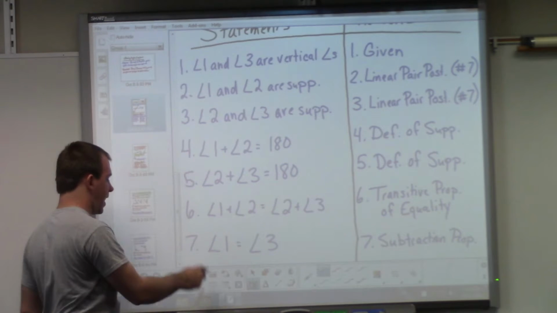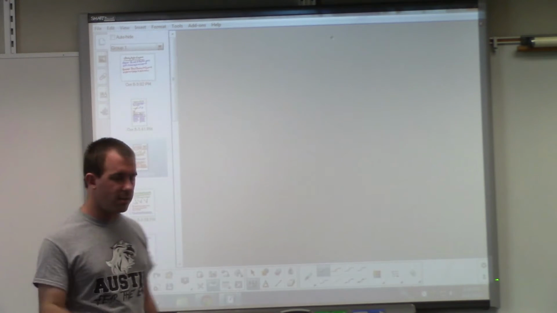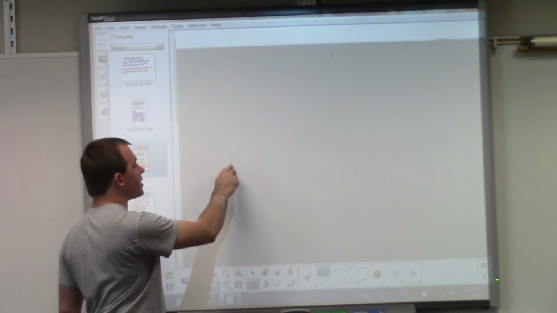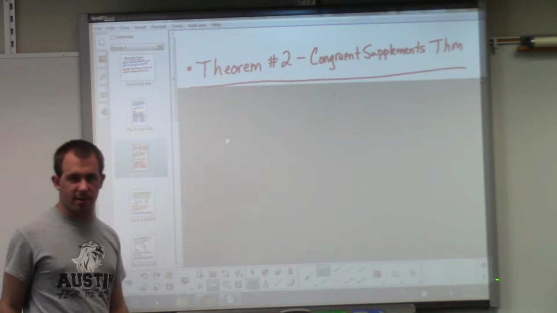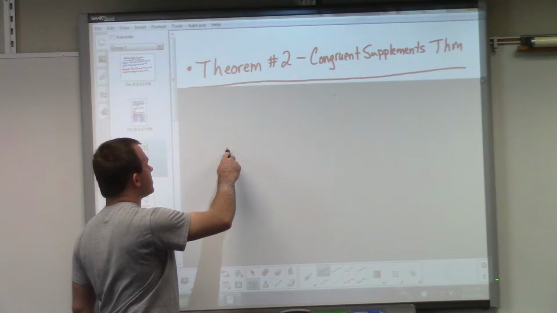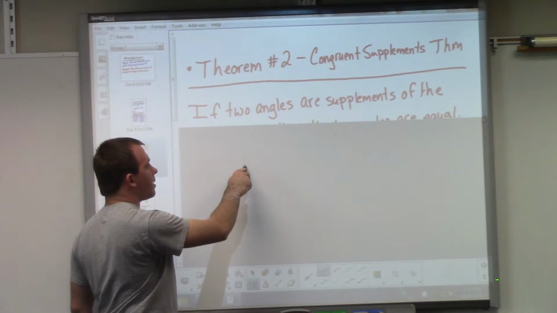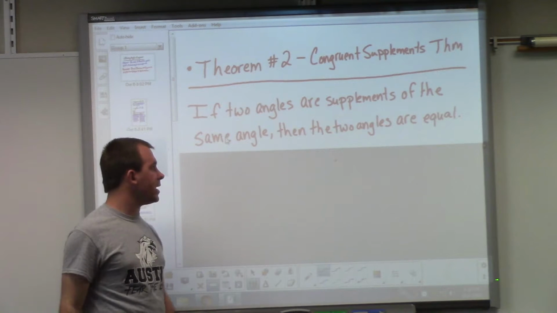So now we're going to look at theorem number 2. So we just went over theorem number 1, the vertical angles theorem. Now we're going to theorem number 2, which is what we call the congruent supplements theorem. The congruent supplements theorem states, if 2 angles are supplements of the same angle, then the 2 angles are equal.